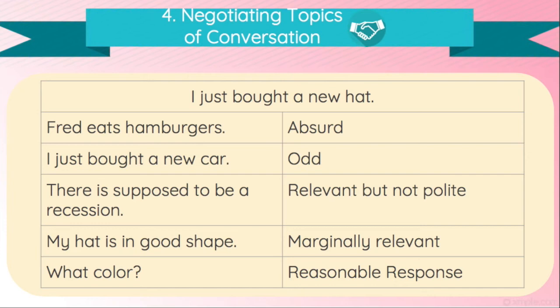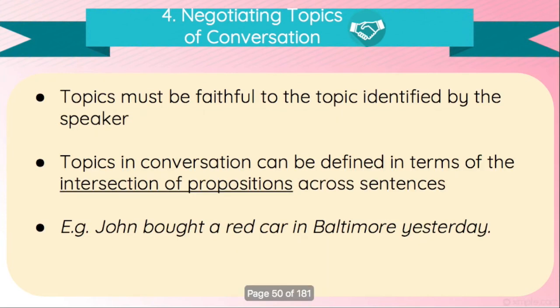3, there's supposed to be a recession is relevant, but it's not polite. It's saying, how dare you buy a new hat when people are having a hard time with the recession and with the economy. 4, my hat is in good shape is marginally relevant, but what color is the most reasonable response because it refers back to the original statement of the person and it allows the conversation to continue on with new information about that hat.